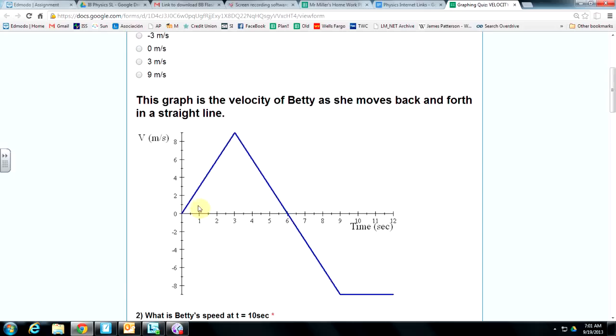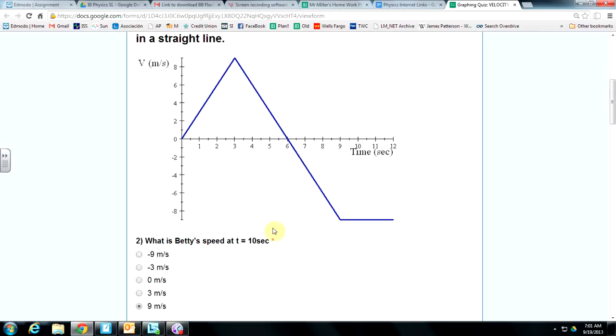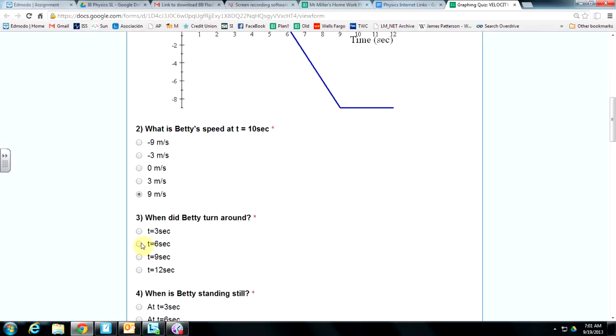Where does Betty turn around? Well, we were just talking about how when the value for velocity is positive, she's moving forward. So she's moving forward from 0 seconds all the way to 6 seconds because these velocities are positive. Here the velocities are negative when she's going from 6 seconds all the way to 12 seconds. So she has to turn around when her velocity goes to 0. So that's going to happen at 6 seconds.